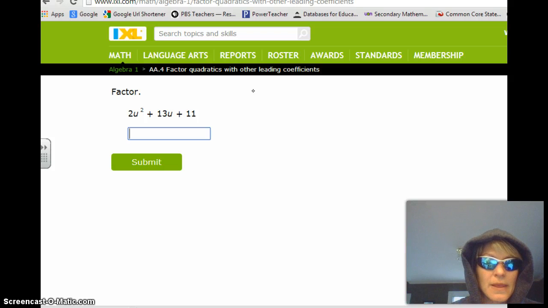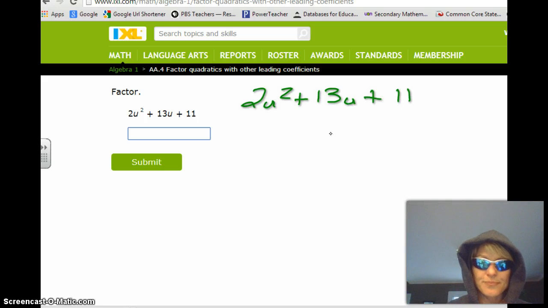So again, I'm going to take my equation here. Again, I have a leading coefficient bigger than 1, so I'm not going to be able just to do 2 parentheses and multiply the last. Because if you think about it, the factors of 11, you're not going to be able to get them to add to 13, and then you got to deal with that too. So just like we did before, we're going to take the 2 and the 11 and multiply that, and that's going to give me 22.